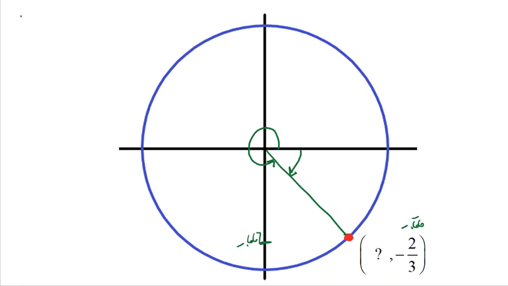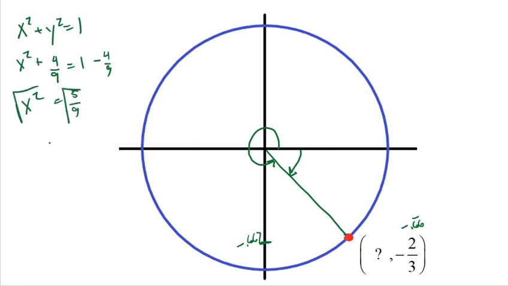But now I got to find the x-coordinate. So how do I find that x-coordinate? Oh my gosh, come on. X squared plus y squared equals 1. X squared plus y squared is 4/9. You better know how I got that. Subtract that 4/9 over. 1 is 9/9. 9/9 minus 4/9 is 5/9.